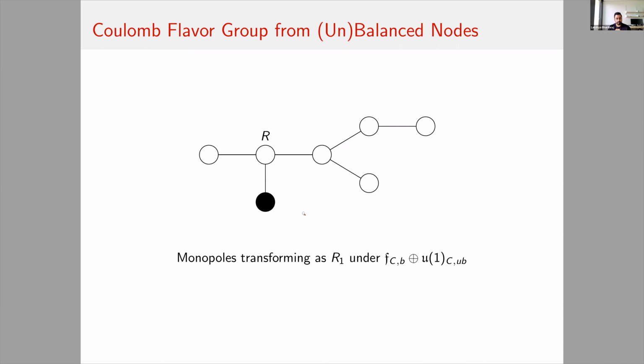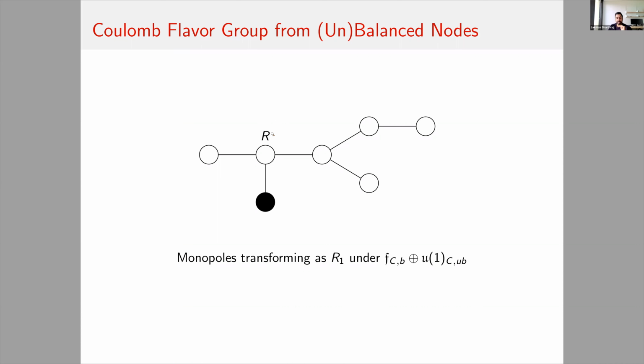Okay. Right. So this unbalanced node is hitting the quiver formed by the balanced nodes at a particular location in the Dynkin diagram, the Coulomb branch flavor algebra Dynkin diagram, and this node is associated to a particular highest weight representation, for which the Dynkin coefficients are all 0 except 1 at this node. Okay. So let's call this representation R.